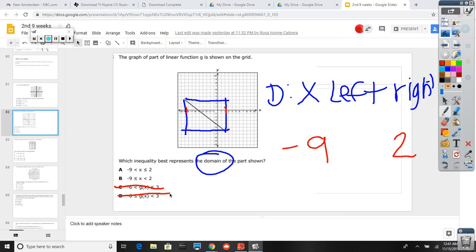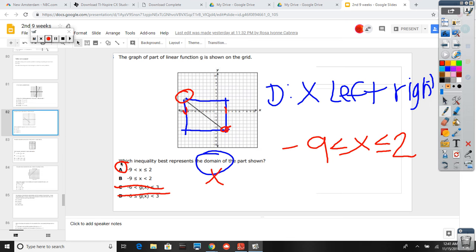Okay, and from that I am going to look at now the open circle. This open circle corresponds to that negative 9, so no little line under it. Closed circle here corresponds to a 2, so I need a little line under it. Domain we said was x, so the x goes there, and my answer would be letter A.